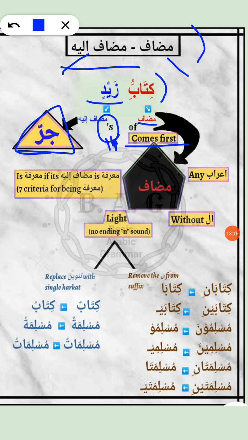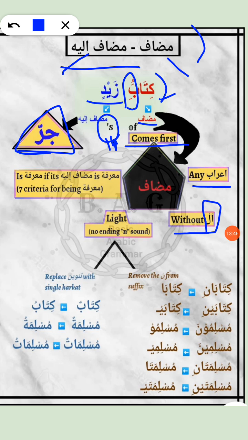Secondly, it can be of any i'rab. Our musaf ilayh always has to be of jar form, jar i'rab, but our musaf can be of rafa, nasab, as well as jar, as you can see from here. Next, it has to be without al. It can't ever be prefixed with al and be a musaf. Never ever. So it has to be without al, so it has to be kitab, not al kitab.